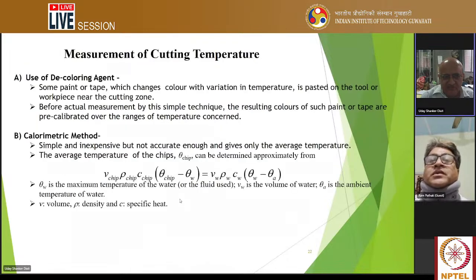So this is a little more analytical expression by which you can find out the temperature distribution. And then we have discussed how you can measure the temperature. One is that you can put some material whose color changes.